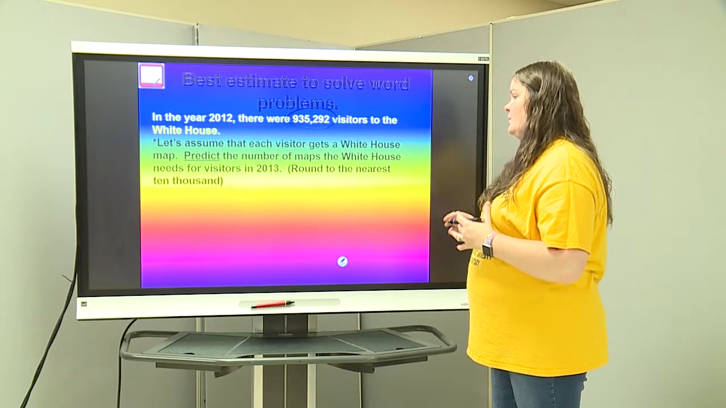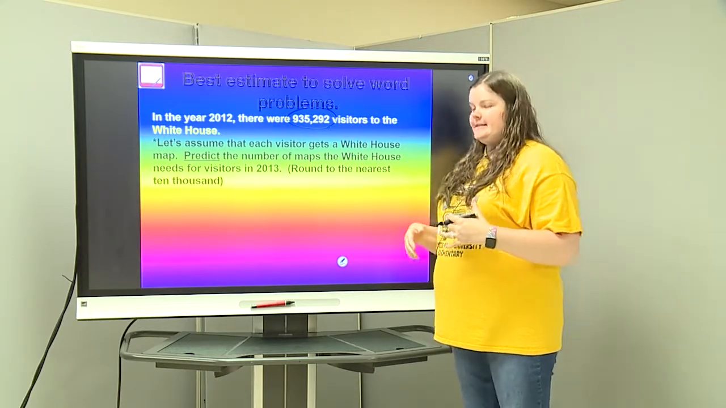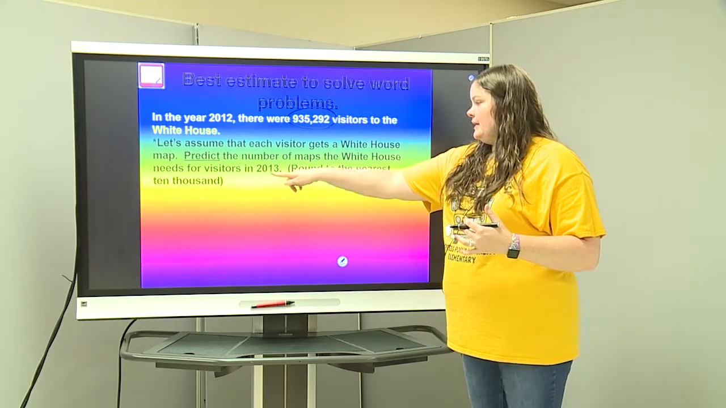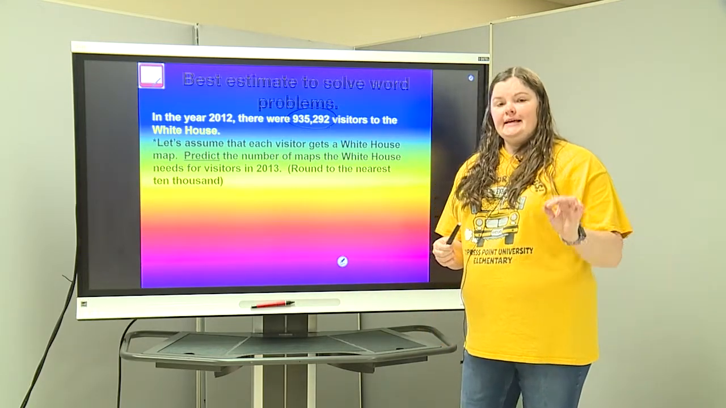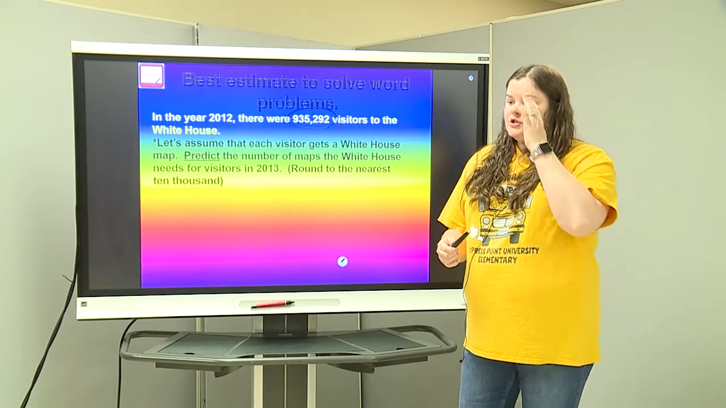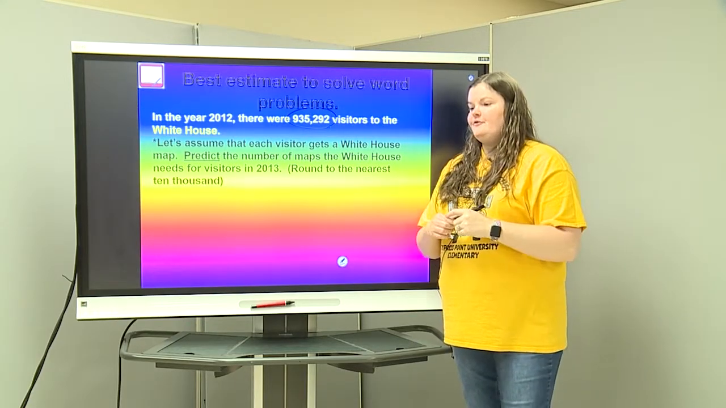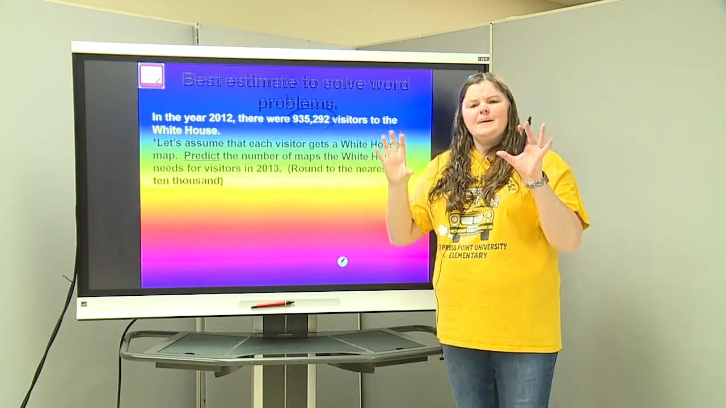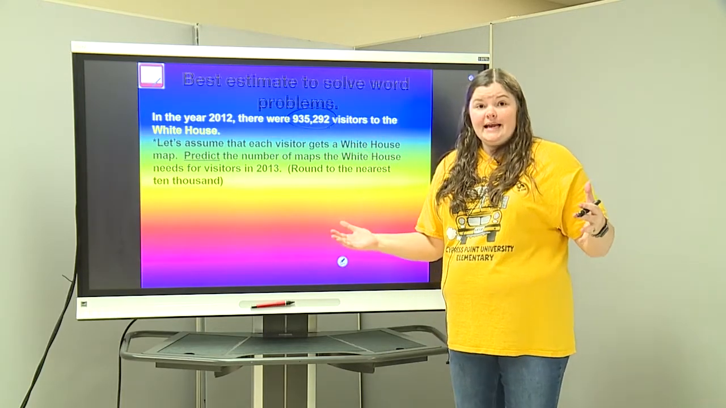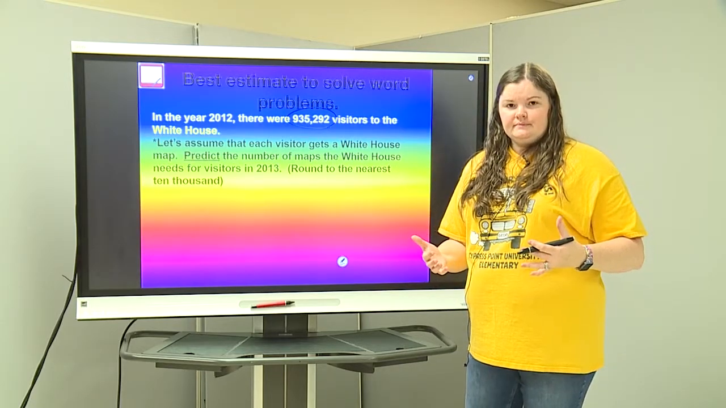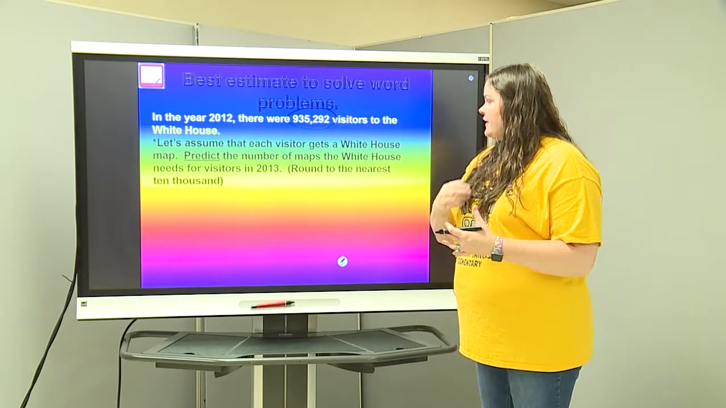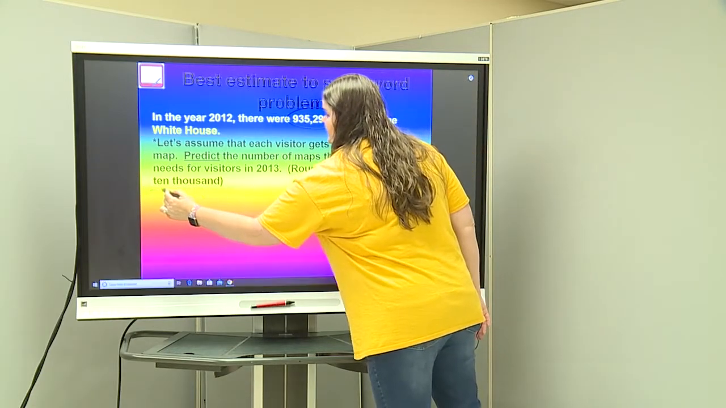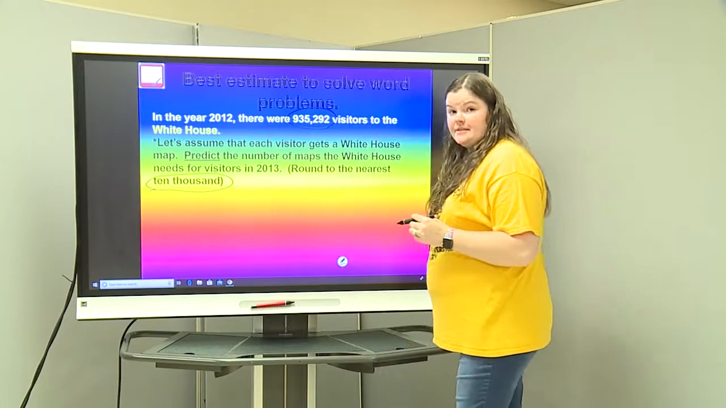Predict the number of maps that the White House would need for the next year, meaning we're going to be rounding that number to the nearest 10,000. So what they're asking us to figure out is, if only this many people came in 2012, about how many maps do you think we need for the next year? So we're going to take 935,292 and round it to the nearest 10,000.